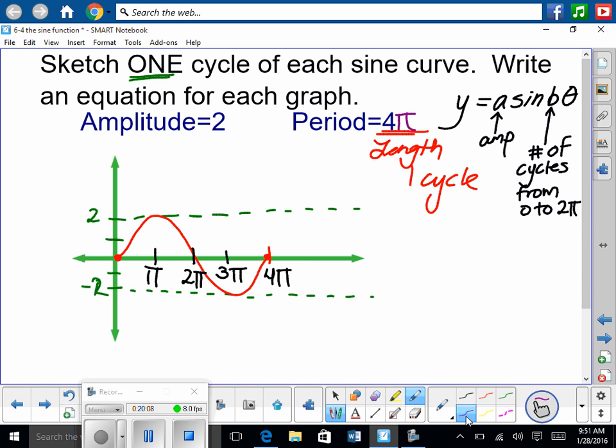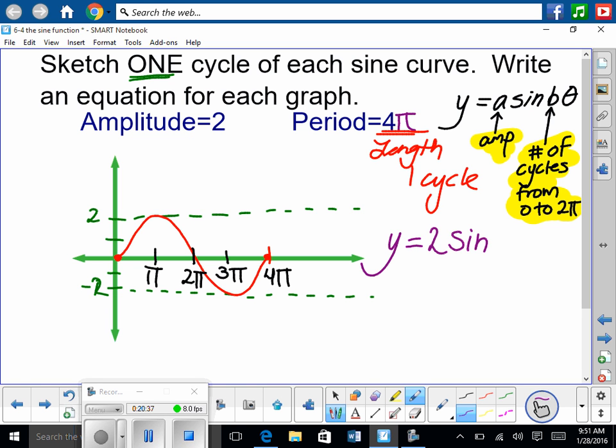So we know the equation of the sine function is y is equal to a times sine of b theta, where a is the amplitude. This is the important thing. A is the amplitude, and b is the number of cycles, and here's the important part, from 0 to 2 pi. So the first part's really easy. We're going to have y is equal to a, which is the amplitude, which is 2, right? We went 2. And then we have sine of, and now b theta.